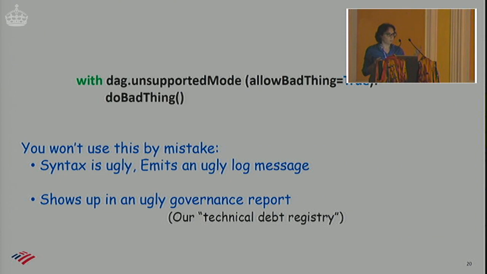There is a governance report, so there's a report that managers can click on and open and see who's using unsupported mode. And this became our technical debt registry. People actually refer to this as, okay, we'll talk to our managers, we'll allocate time, we'll deal with it when it's the right time to deal with it. And this is working very well. We've managed to tighten up the APIs and make the whole thing more robust without breaking too much stuff for people.